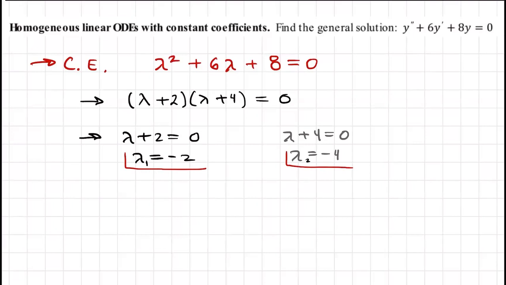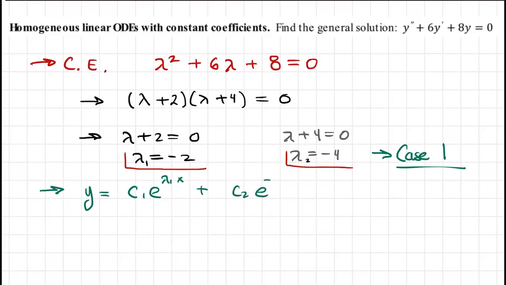Now, if we remember what our solution was from our cases at the beginning, you can see that we got 2 roots that are completely different, and both of them are real. So then we get that this is a case 1. And since it's a case 1, our solution should be in the form of y equals c1 e to the lambda 1 x plus c2 e to the lambda 2 x. That will be our form for our solution.